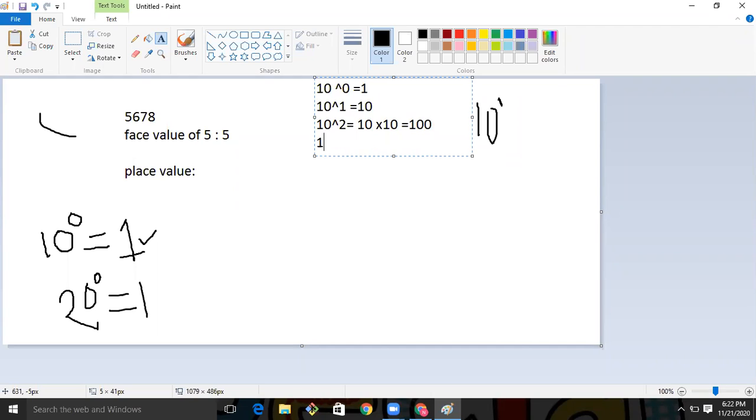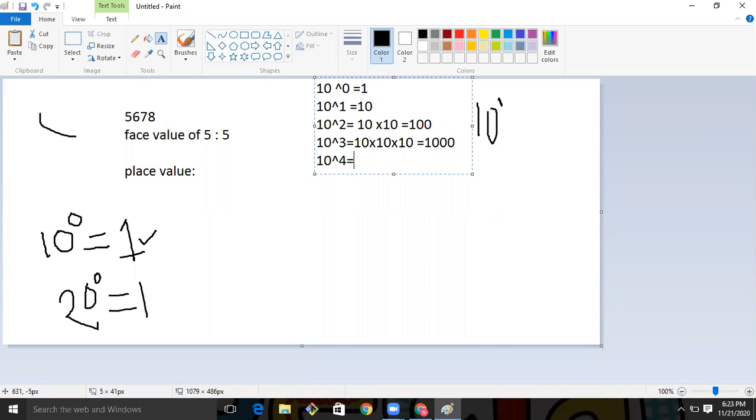Now what is the value of 10 power 3? Very good. So 10 power 3 means we have to multiply 10 three times, so 10 into 10 into 10. The value here is 1000, right? So what is the value of 10 to the power of 4? Tell me, all of you, what is 10 to the power of 4?